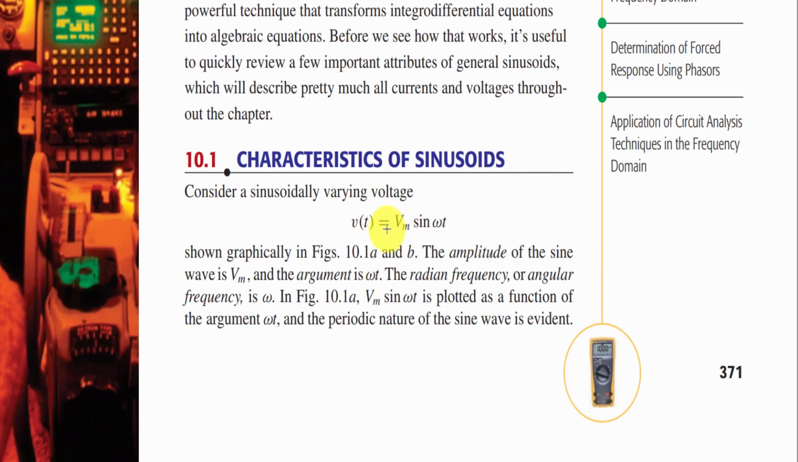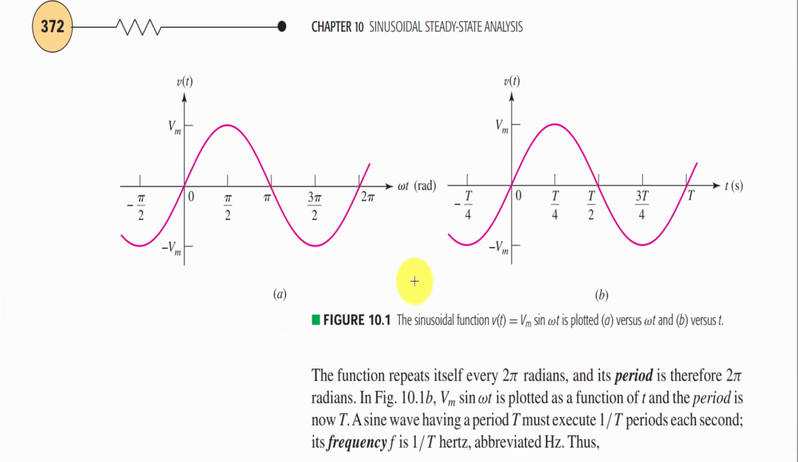We have seen in part 1 how sinusoids are written. Sinusoid means sine or cosine, which I'm going to explain in part 3, and it has the form of a magnitude. Let's say it's a voltage Vm sin omega t or Vm cos omega t. That's the amplitude Vm, and the argument is omega t, where omega is the radian frequency, which I've explained.